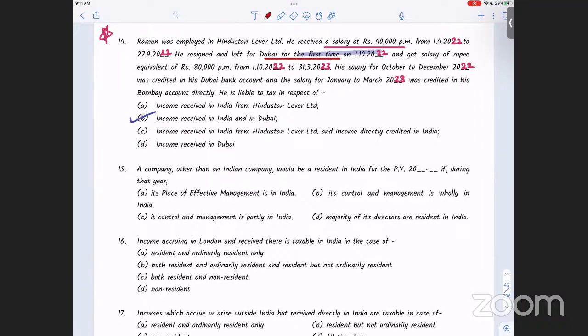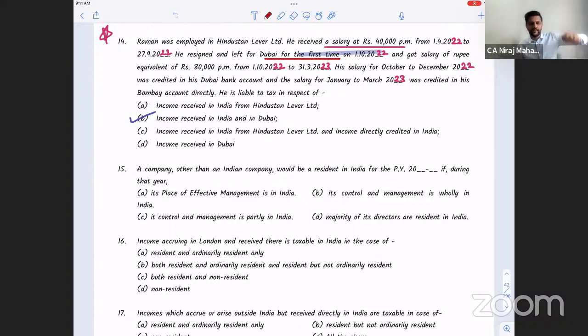So imagine you have a bank account in the United Kingdom, UK, or a fixed deposit in UK, and you earn interest on that FD in UK. Are you getting my point? What type of income is it, Indian income or foreign income? All of you?